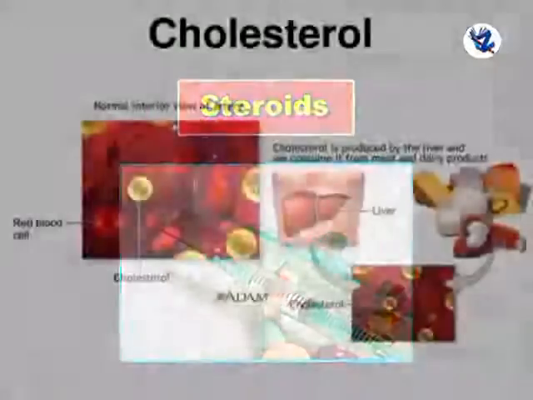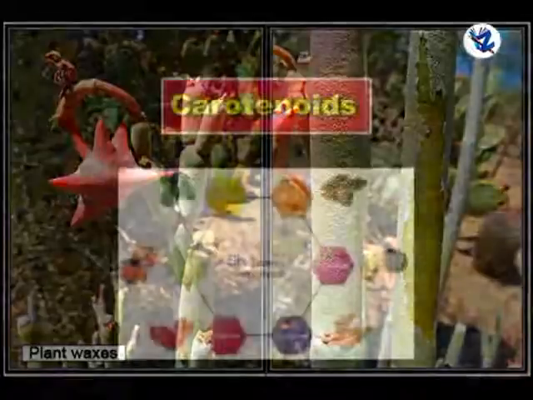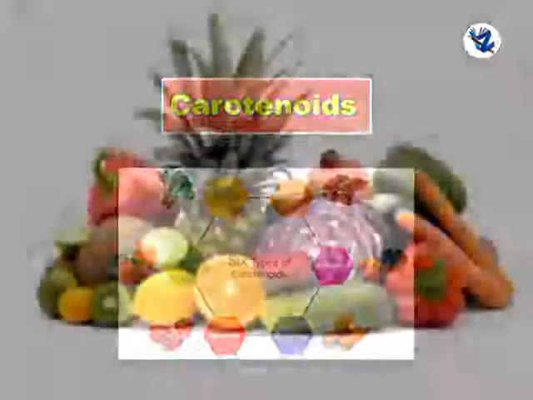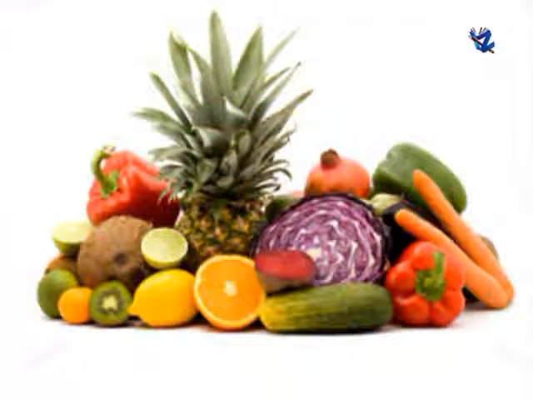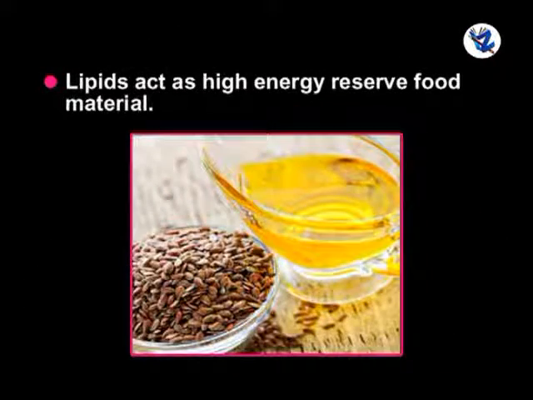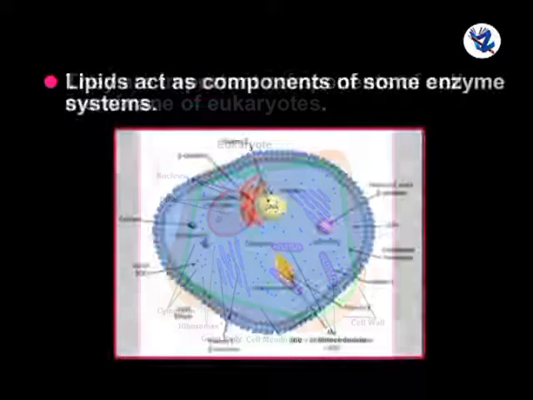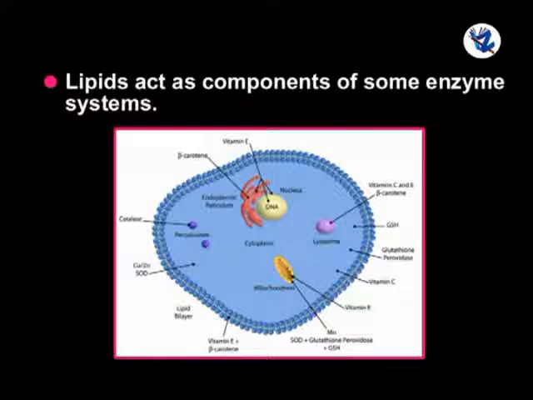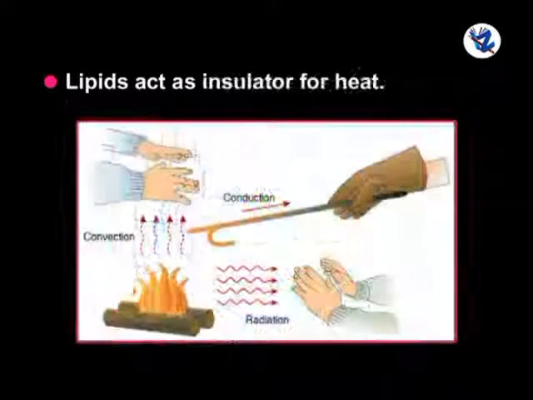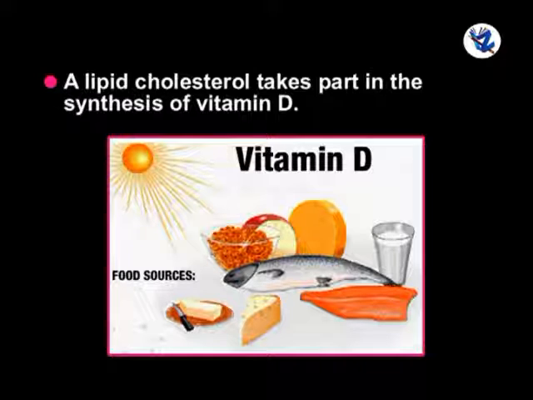These are steroids such as cholesterol, waxes such as plant waxes, and carotenoids such as alpha and beta carotene. Function: lipids act as high energy reserve food material. They are important components of cell membrane of eukaryotes. Lipids act as components of some enzyme system. Lipids act as insulator for heat. A lipid, cholesterol, takes part in the synthesis of vitamin D.